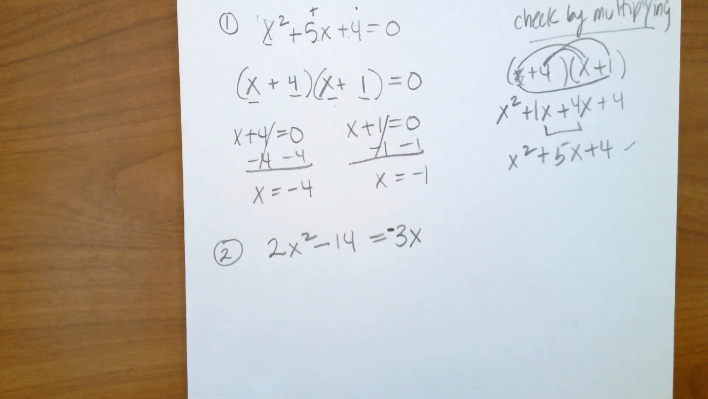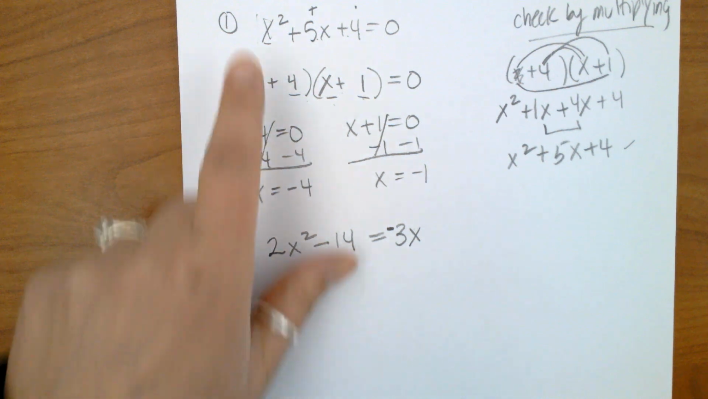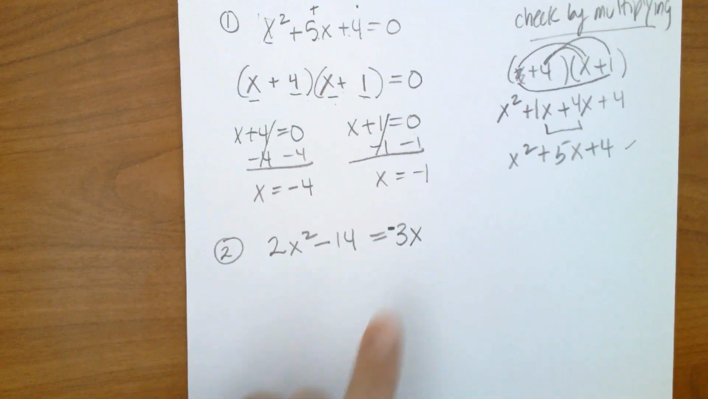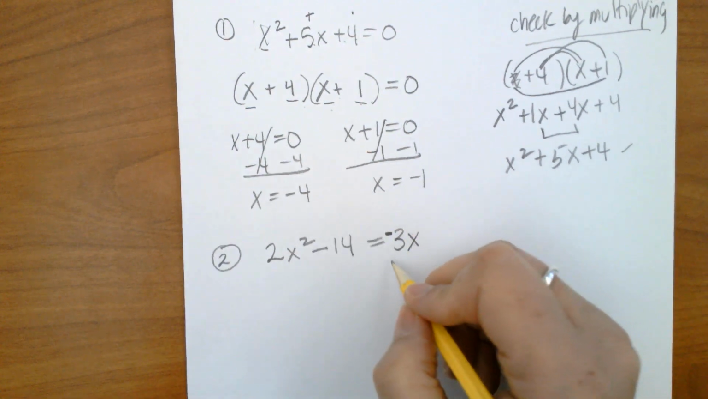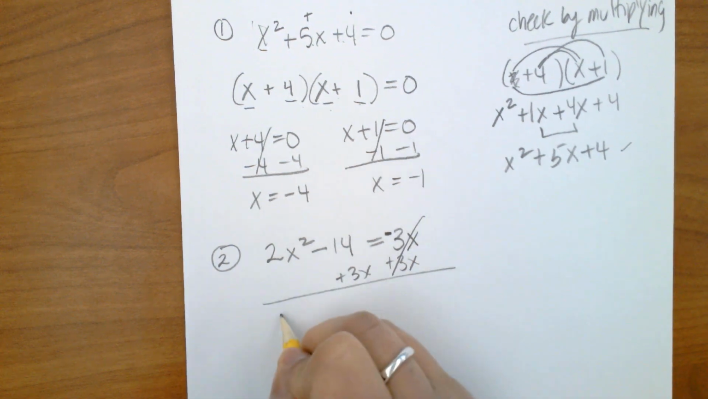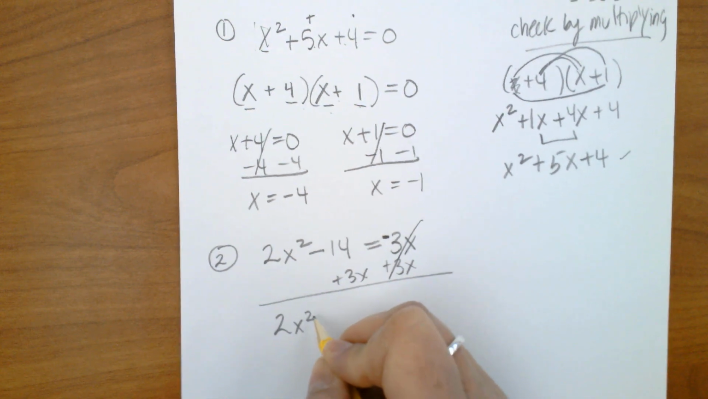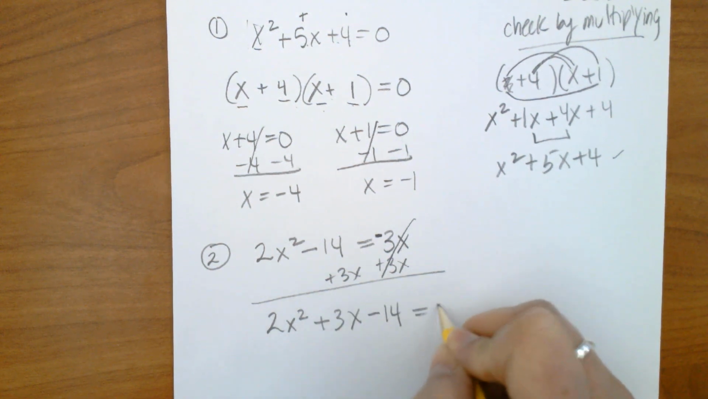Okay. So let's look at this one. So this is a little bit different because here you notice that x squared has a coefficient of 2. We're not at 1 anymore. Also, it's not set equal to 0. So the first thing that we have to do is set it equal to 0 for this. So let's add 3x to both sides. Inverse operations, please. So now we're at 2x squared plus 3x minus 14 equals 0.